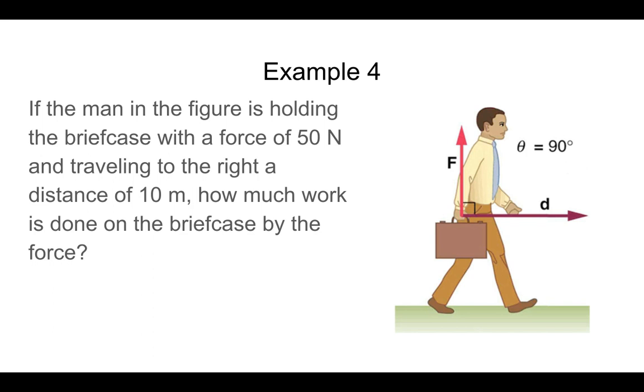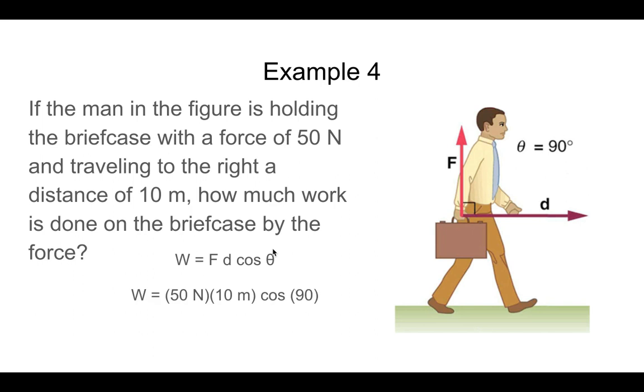All right, example number 4. If the man in the figure is holding the briefcase with a force of 50 newtons upwards and traveling to the right a distance of 10 meters, how much work is done on the briefcase by the force? So here, they give us force, they give us displacement, they even give us that angle right here, 90 degrees. So let's plug our numbers into our equation.